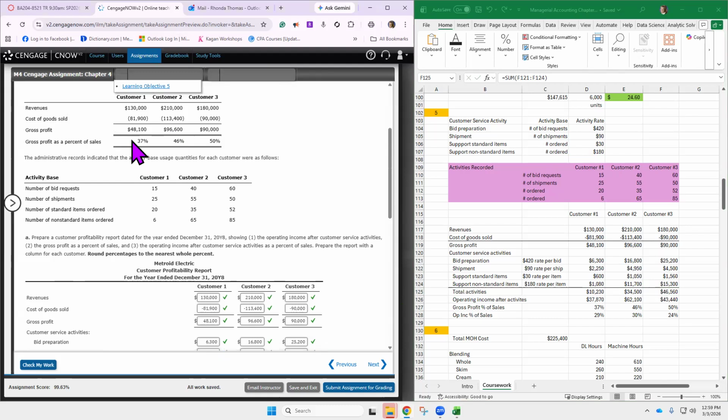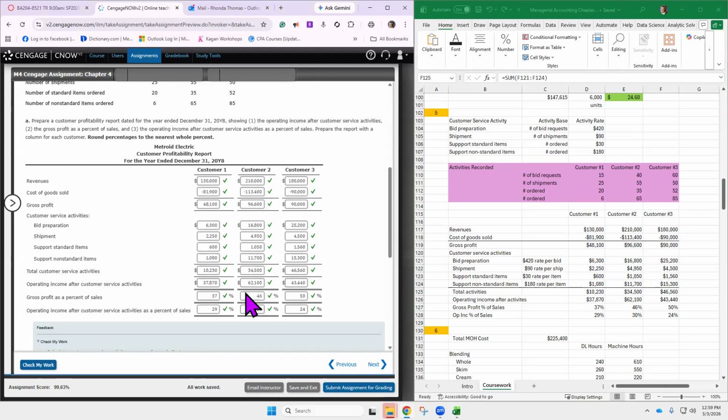Okay, they did that for us. So put these numbers right here. Okay, but you need to understand how those numbers are calculated. So we take the gross profit and we divide by the sales.